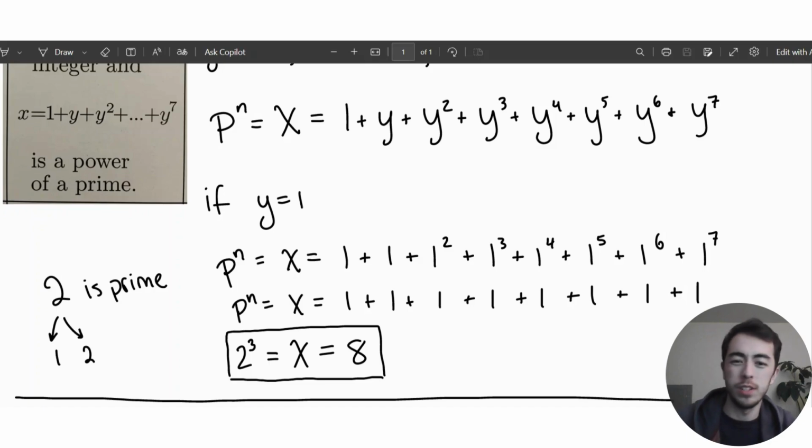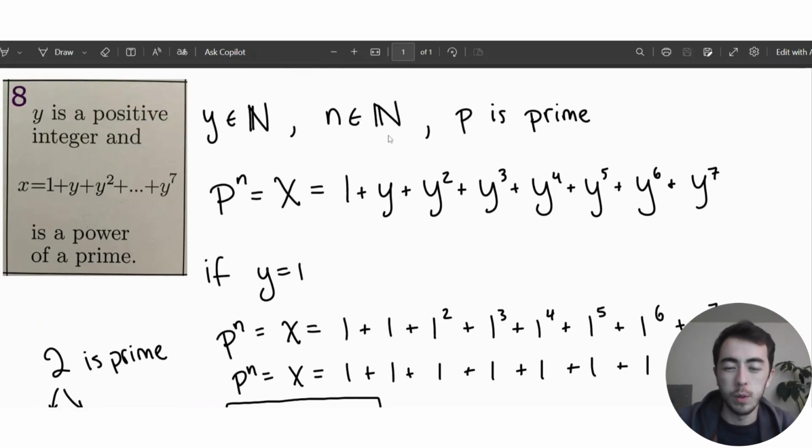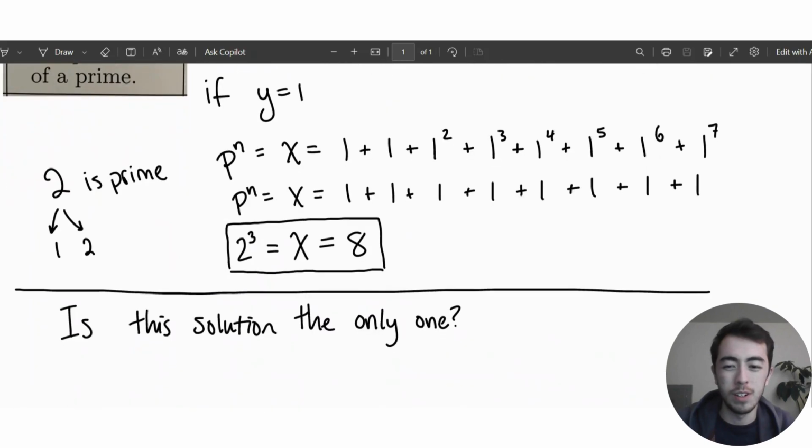But I have another question. So I checked the first number for y and it worked. So couldn't I check another number for y and maybe I'll get another power of a prime? It just happened so quickly. Surely it could happen again, right? Or is the solution the only one?